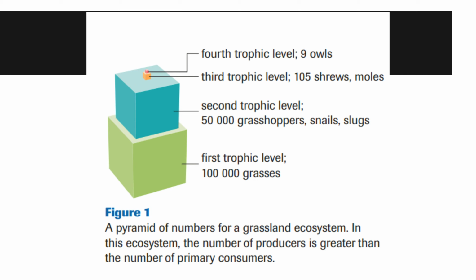In the first trophic level, we have 100,000 grass. In the second trophic level, there are 50,000 grasshoppers, snails, slugs, those things that eat the grass. Third trophic level, 105 shrews and some moles, things that will eat the grasshoppers, snails, and slugs. And in the last trophic level, our top consumer, in this case owls, there are only 9 owls. And so it looks like a pyramid because it starts fairly large at the bottom and gets smaller as you go up.